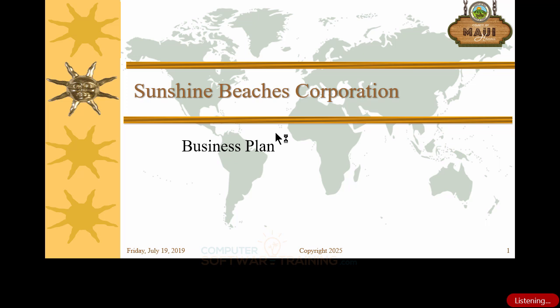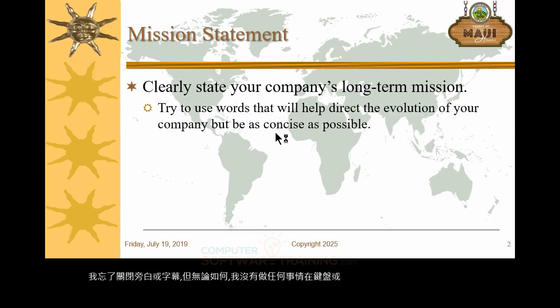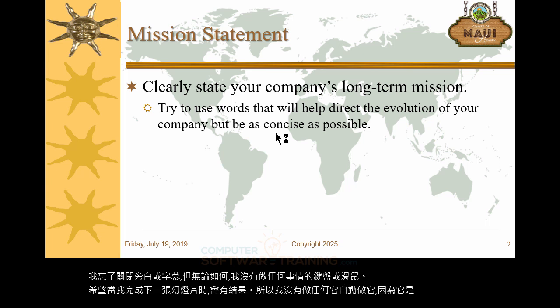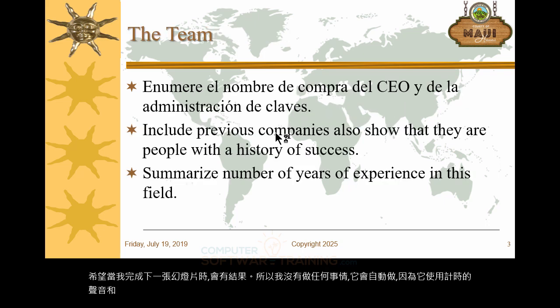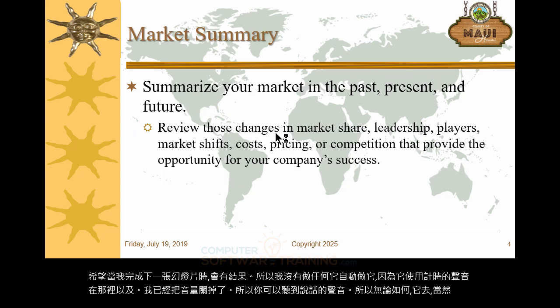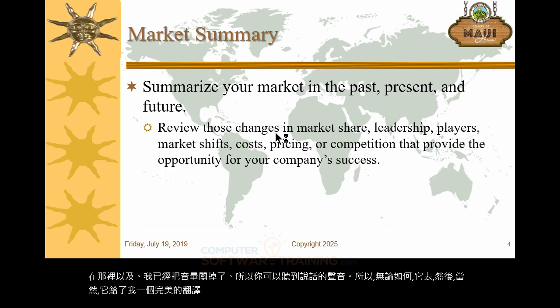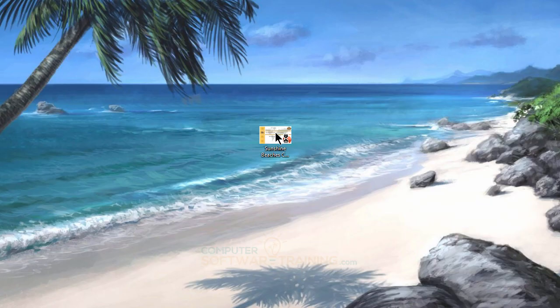I'm talking. I forgot to turn off the narration or the subtitles, but anyway, I'm not doing anything on the keyboard or the mouse. I click on it, and hopefully there it goes. It went on to the next slide there. So I didn't do anything. It did it automatically because it's using the timings and the voice in there as well. I've got the volume turned off so you can't hear it talking. So anyway, there it goes. And of course, it's giving me a perfect translation into traditional Chinese as well down below there. So pretty cool. Hit the escape key.